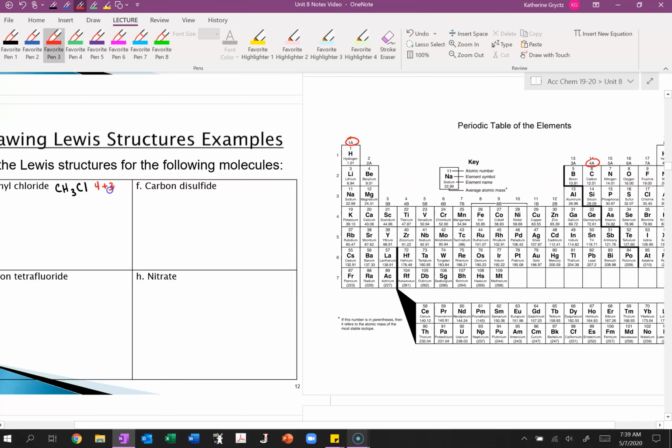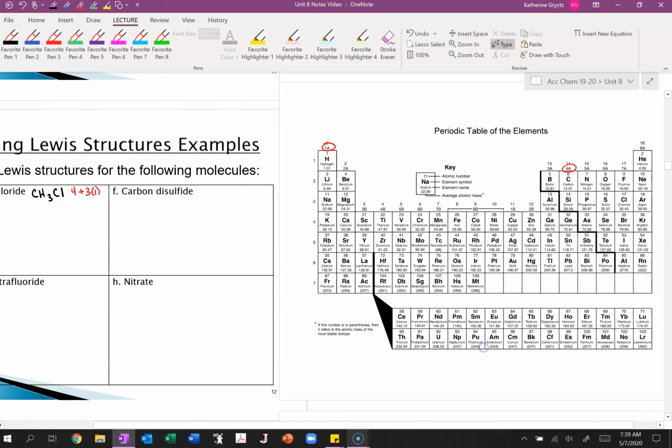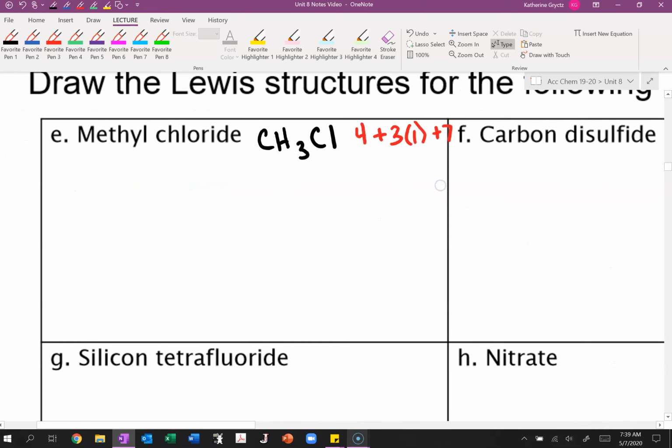But we have 3 hydrogens, so we're going to have to multiply that by 3. And then we go find chlorine, and chlorine has 7. So we add on 7. Okay, so if you come back here and we add these up, we get that there are 14 electrons. That's what I've got to draw.